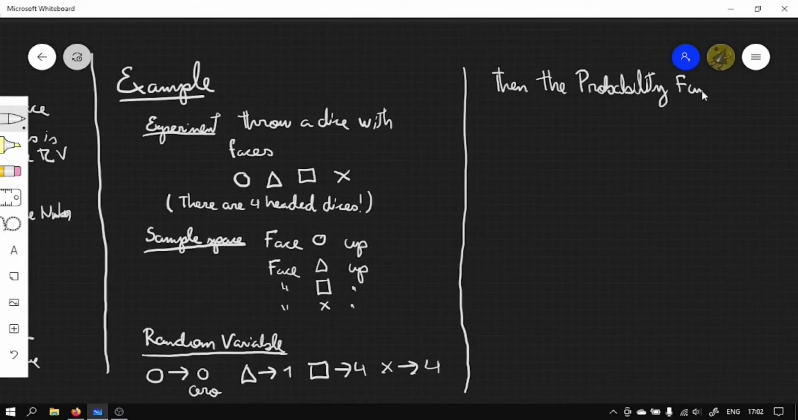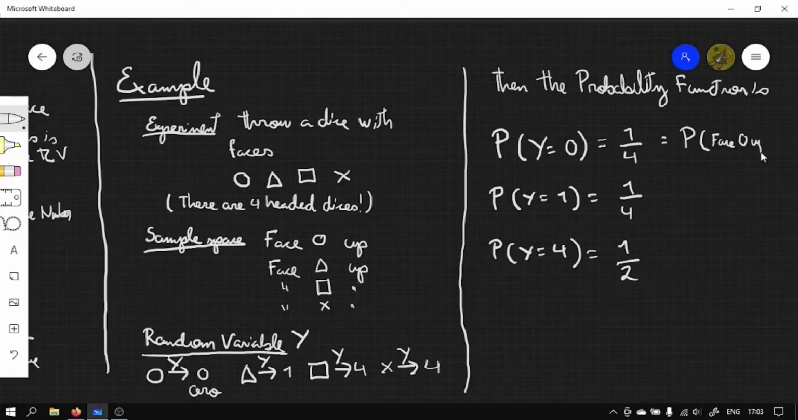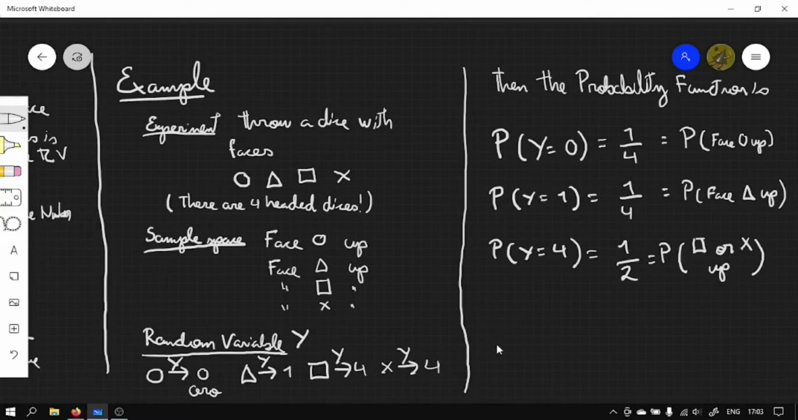Then the probability function for this random variable will be, for y equal 0, 1 fourth, for y equal 1, 1 fourth, and for y equal 4, 1 half. I mean 2 fourths. This means the probability of having the circle up, having the triangle up, or having the square or x up.